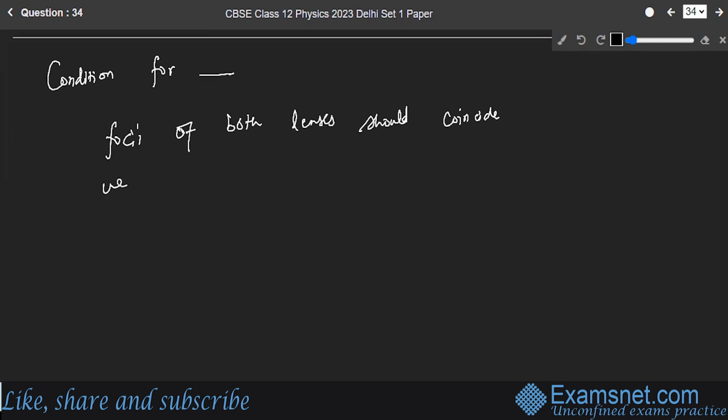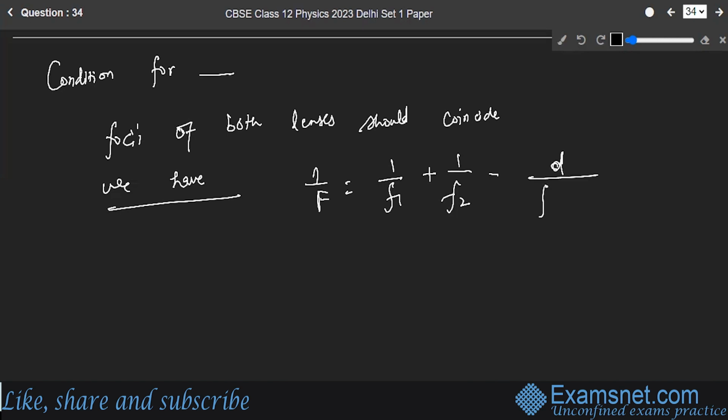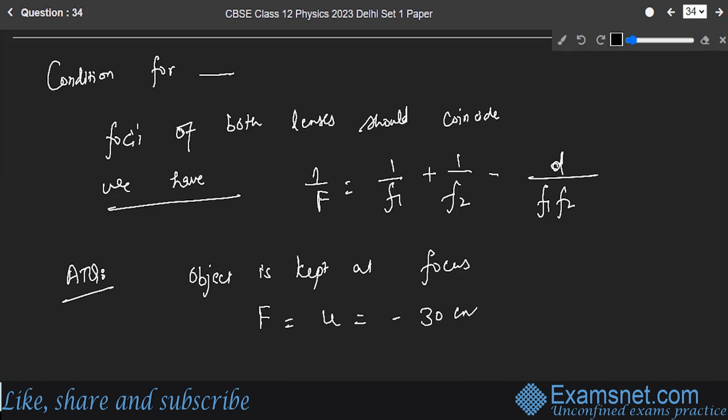We have 1 upon f is equal to 1 upon f1 plus 1 upon f2 minus d upon f1 f2. As the ray emerging from lens B is parallel to its principal axis, therefore, according to the question, the object is kept at the focus. That means f is equal to u is equal to minus 30 centimeters.